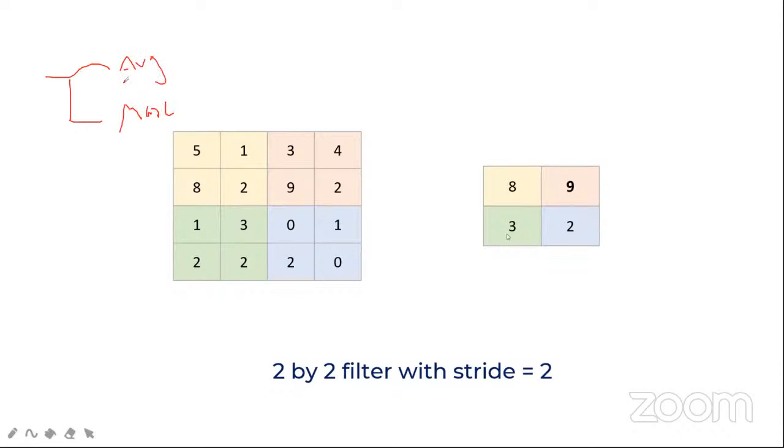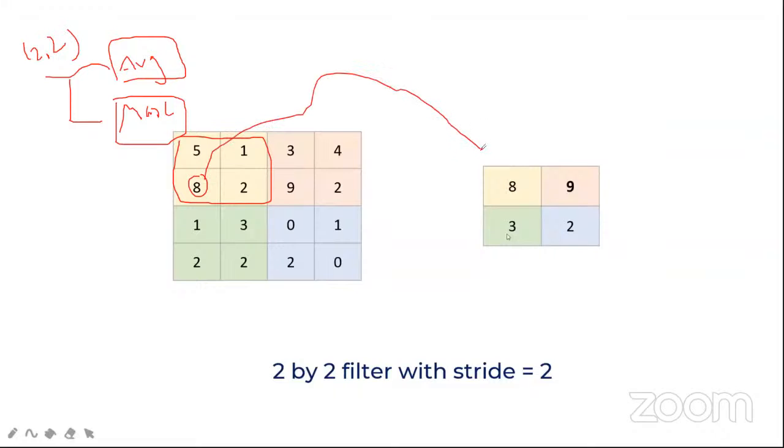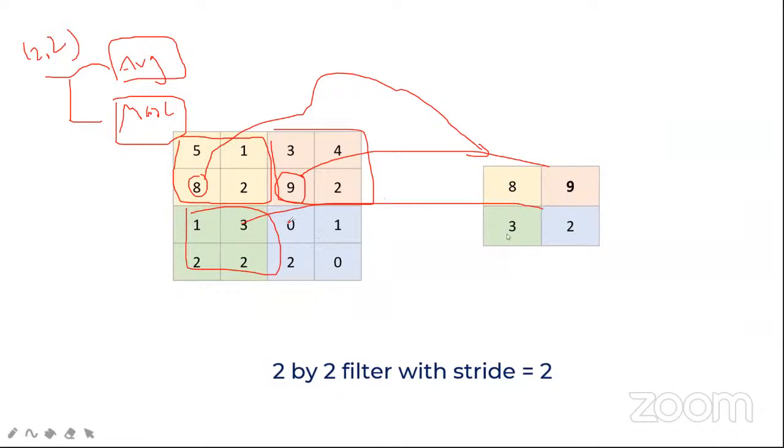From the name itself we can understand: average pooling takes the average value within the filter. For example, if I give a 2 comma 2 matrix and apply the maximum pooling method, what is the maximum value in the first 2 by 2 matrix? 8. So 8 will be the output. Then in the next 2 by 2 matrix, the maximum value is 9. Then the next is 3. Like this I can get my result by applying the pooling method.